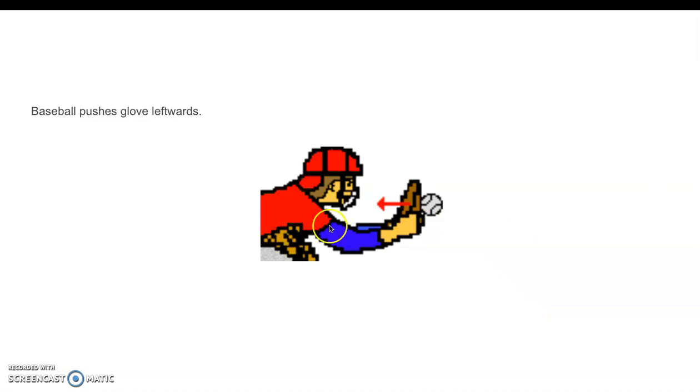How about a baseball catching a ball? The ball hits the glove, right? And the glove pushes backwards. The ball applies a force to the glove to go this way, but the glove applies the equal force of the ball back at it. And that's what slows the ball down.